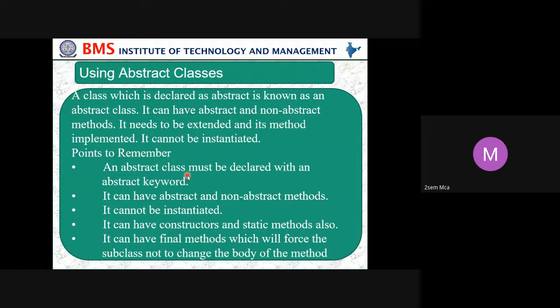Points to remember about abstract class. An abstract class must be declared with the abstract keyword. It can have abstract and non-abstract methods. It cannot be instantiated. It can have a constructor and static method also. It can have a final method, which will force the subclass not to change the body of the method.